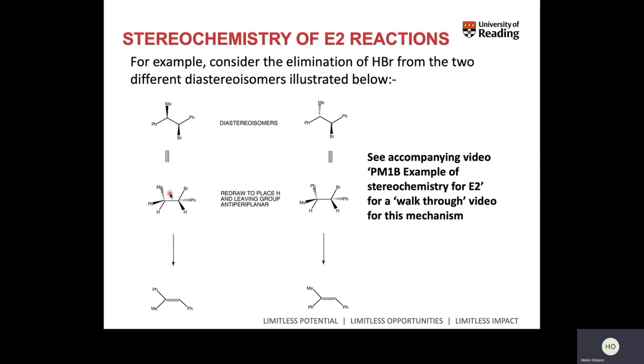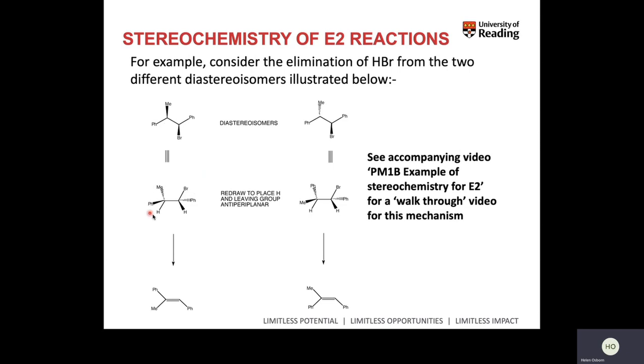So as I say, on the walkthrough video, that will be clearer because I'll have the hydrogens drawn in these positions, and you'll be able to see that if you rotate around that bond to get the hydrogen and the bromine anti-periplanar, we end up with this orientation. So then our base will come in and it will remove the hydrogen at the same time as the electrons will feed in, at the same time as we break off our leaving group to go through a transition state.